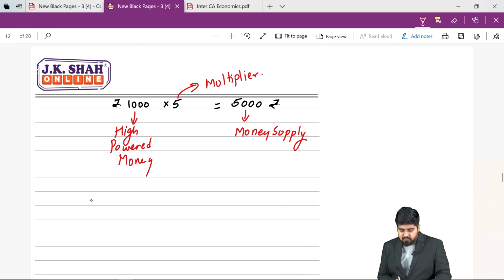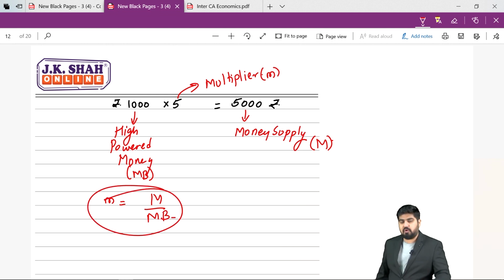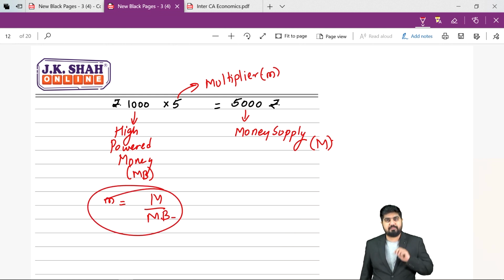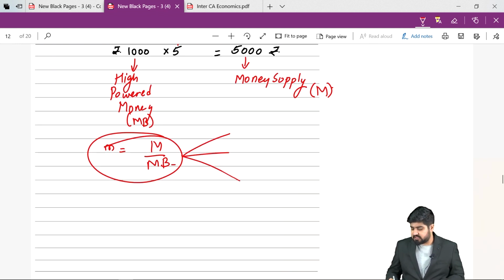So when I am talking about money multiplier, let me name this as small m. High powered money will be written as MB, and let me write down capital M for money supply. So if I want to calculate small m, that is multiplier, how would I get that? That will be money supply divided by MB. So that's the formula for our money multiplier.